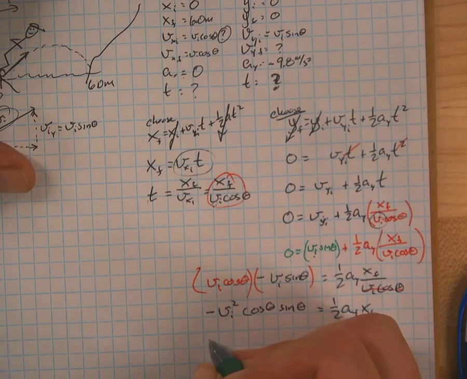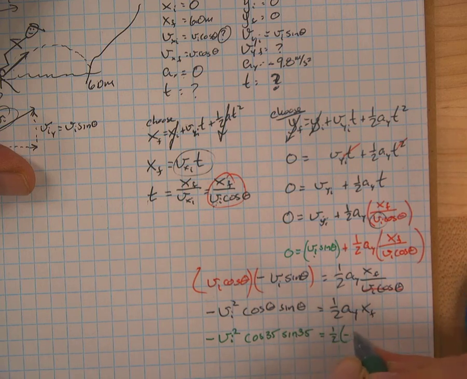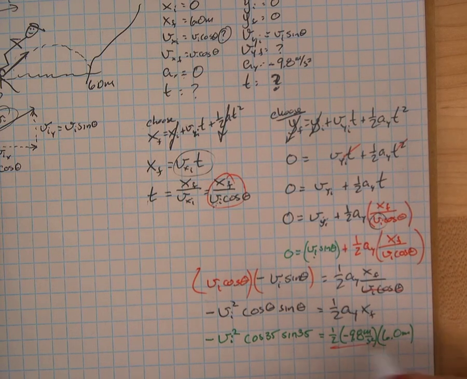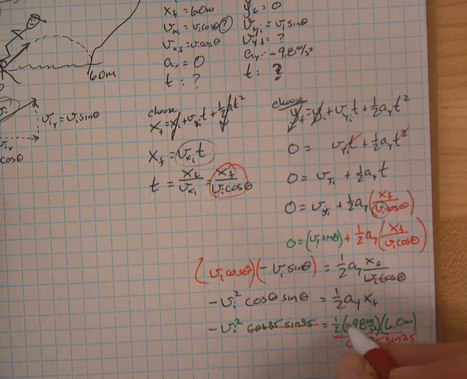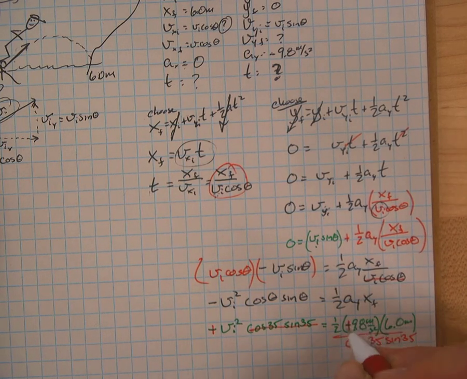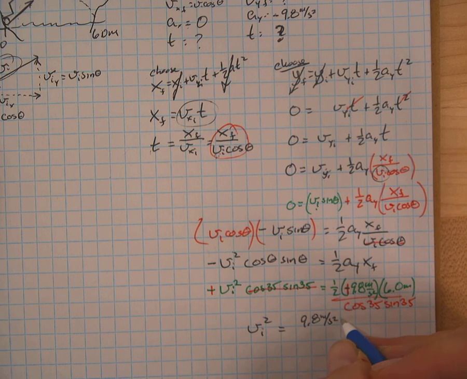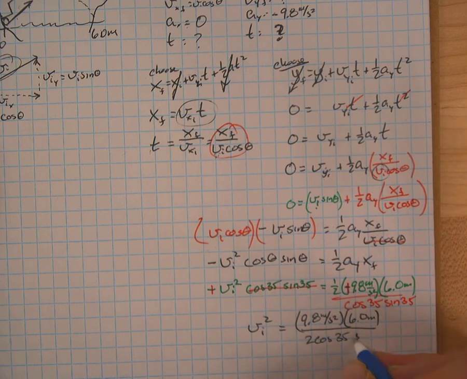We'll start dealing with some numbers. Minus Vi squared cos 35 sine 35 equals 1/2 times minus 9.8 meters per second squared times 6.0 meters, and we'll divide both sides by cos 35 sine 35. I know it's ugly, but that makes this go away. Negative on each side becomes positive on each side. And so Vi squared equals 9.8 meters per second squared times 6.0 meters over 2 cos 35 sine 35.